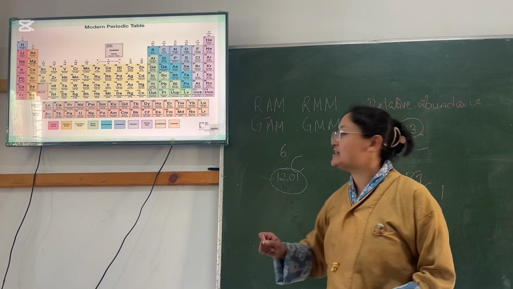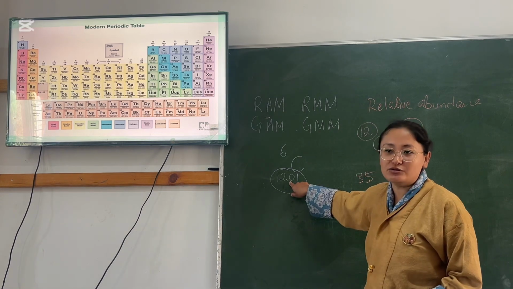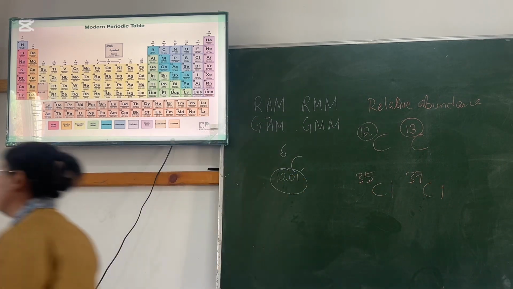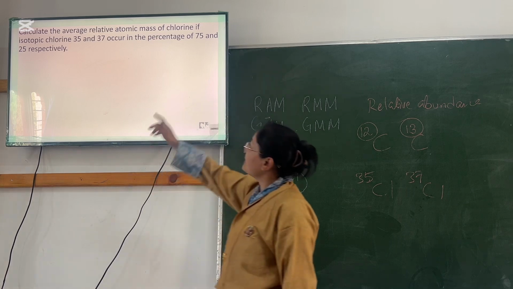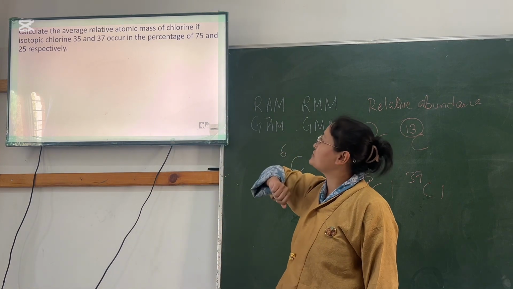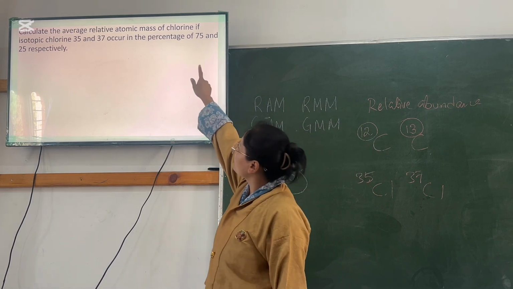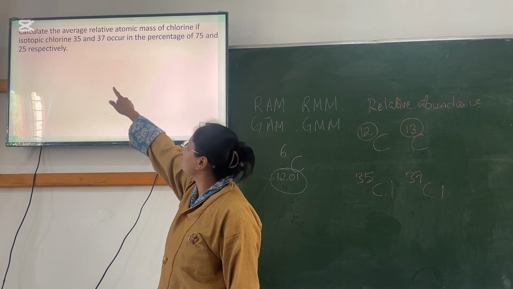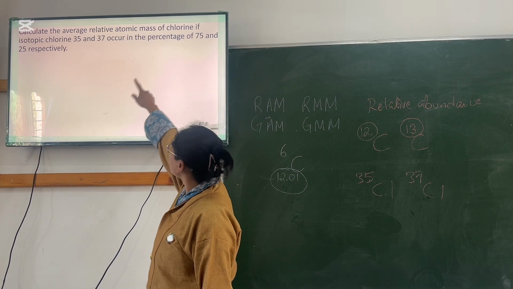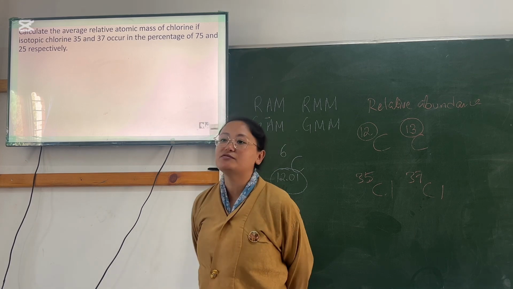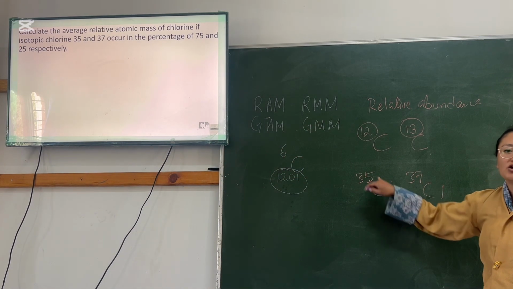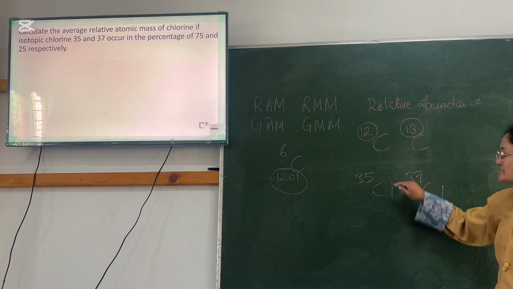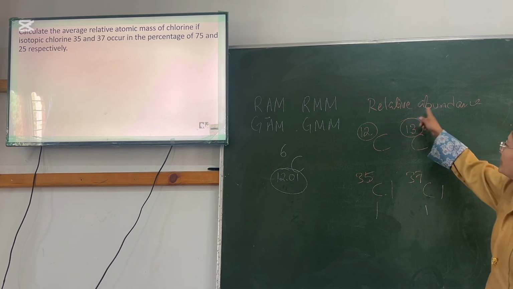Now let's see how they found out this value. I will give you an example. For example, this is the question here. Calculate the average relative atomic mass. Forget about relative atomic mass right now. Let's see here. Isotopes of chlorine, 35 and 37, occur in a percentage of 75 and 25. Which means chlorine has two isotopes, chlorine 35 and chlorine 37.